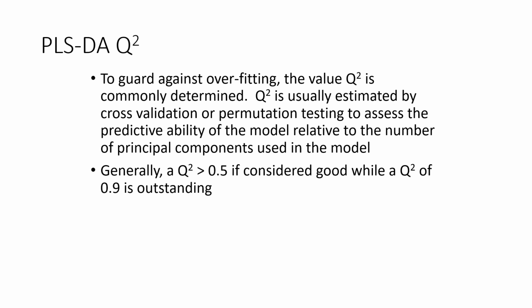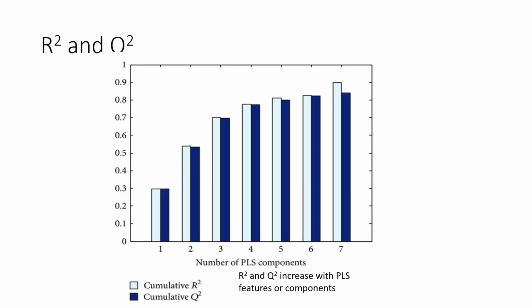The Q squared is basically a measure of the cross-validation performance. So n-fold, three-fold, two-fold cross-validation, and it makes sure that the data holds up to the cross-validation. As a rule, if the Q squared is greater than 0.5, it's a good, well cross-validated model. If it's above 0.9, it's exceptional.